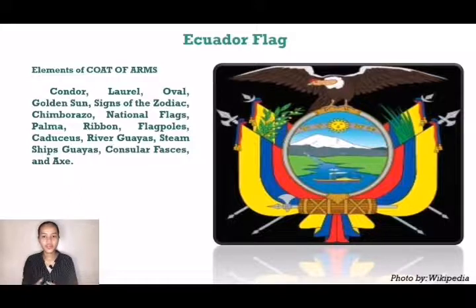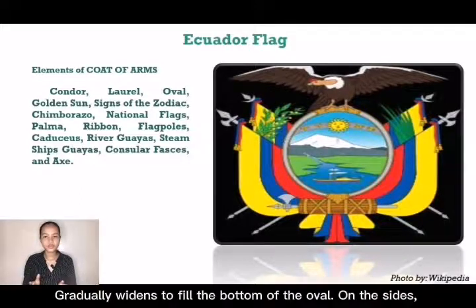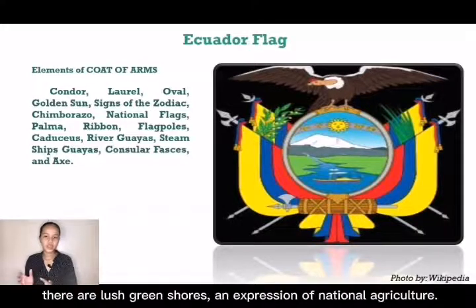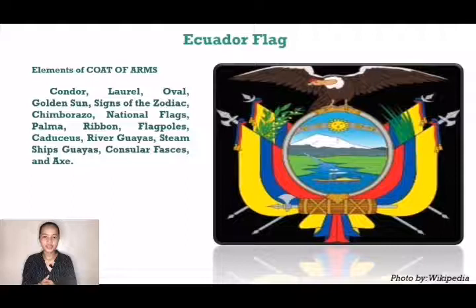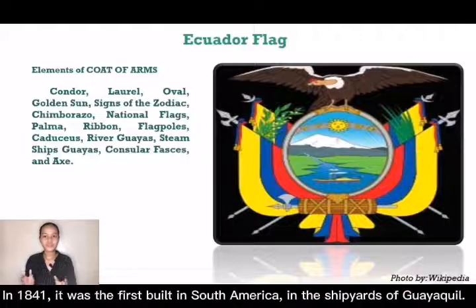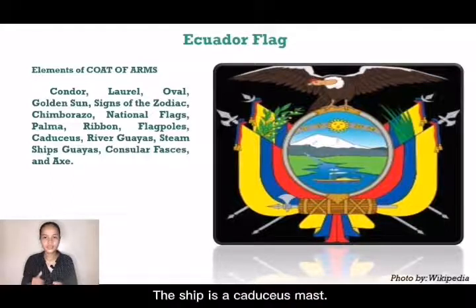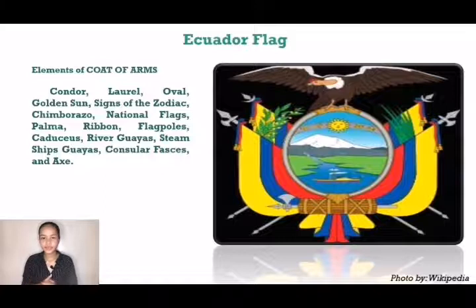The river Guayas gradually widens to fill the bottom of the oval. On the sides, there are lush green shores, an expression of national agriculture. Steamship Guayas. In 1841, it was the first built in South America, in the shipyards of Guayaquil. The ship's mast is a caduceus. The colors of the ship and its flag located in the bow are those of the national flag.